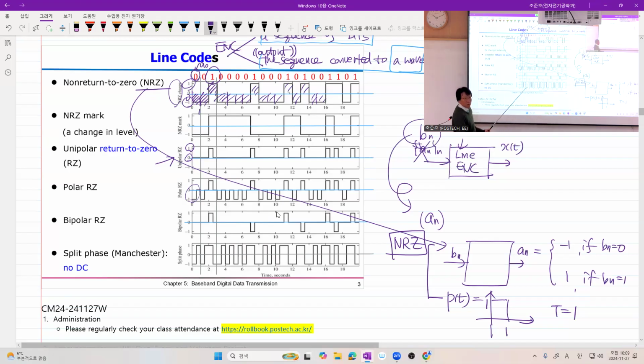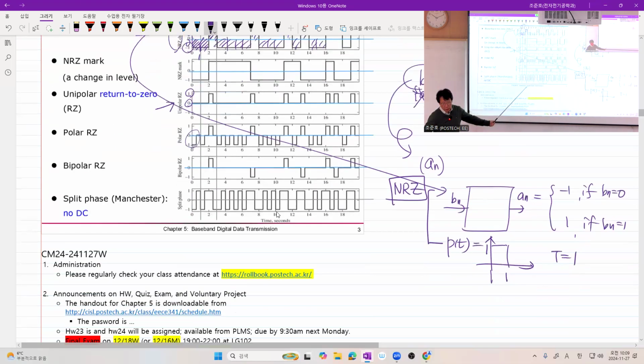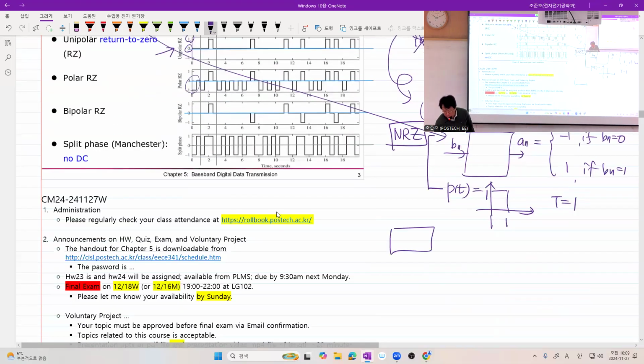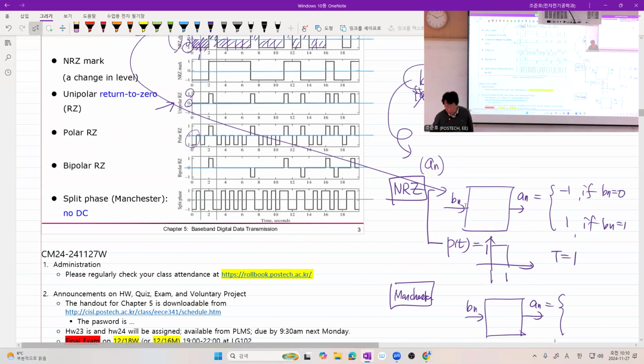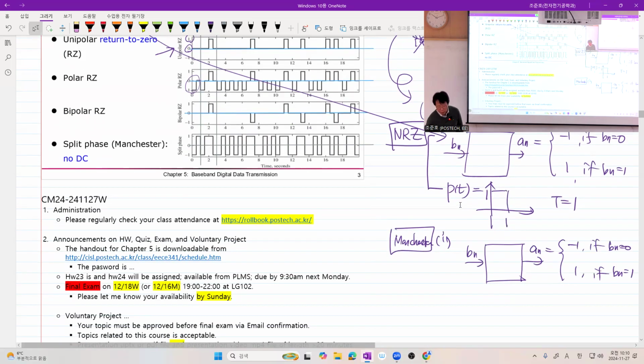What about this Manchester code? Let's have some exercise. So what is the mapping rule between B_n and A_n? Of course, there are two ways, actually. One answer is like this, same as this one. You claim this is the rule. Now, your P of t is what? So let's see.